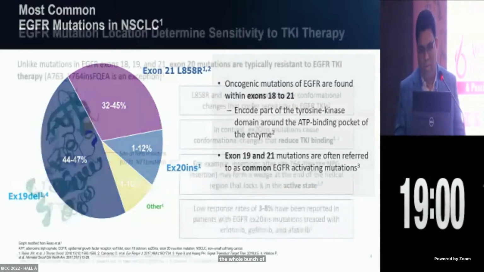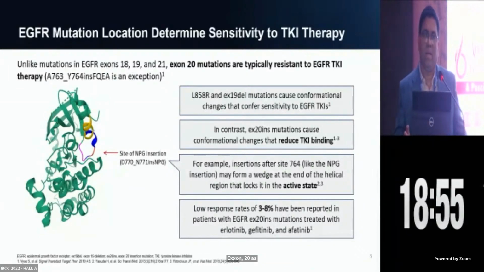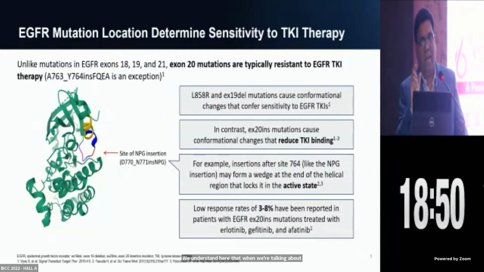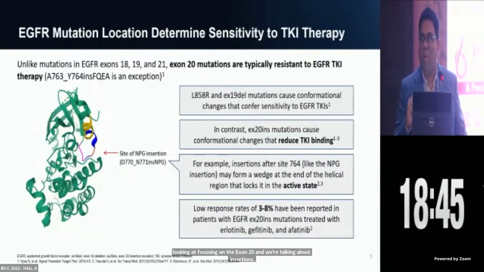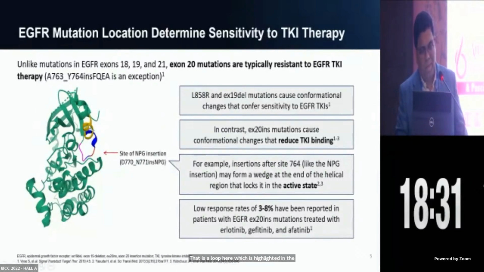Now, when we talk about exon 20 insertions, we are focusing on exon 20 and we're talking about insertions. What happens differently when we have an exon 18 or exon 19 or, for that matter, exon 20, 21 point mutation as opposed to an exon 20 insertion? There is a loop here which is highlighted in yellow, then blue, and then a few more colors which I'm not very clear with.